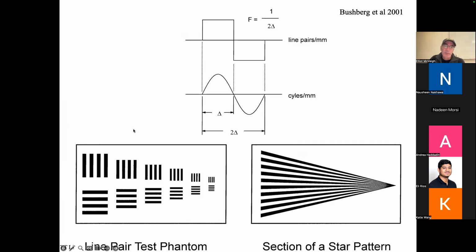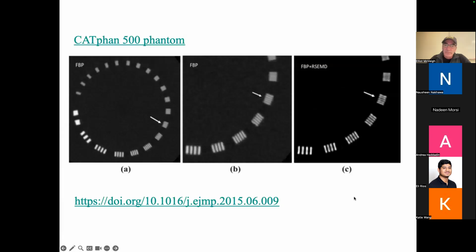Some of the phantoms you can put into the scanner look like this. They're just parallel bars. They can be metallic bars in a plastic background, and they just get closer together. And you image this pattern, and then you look and say, okay, by this time I can't see those bars anymore. That's my cutoff frequency. That's the highest spatial resolution I get, when I can see it. Or you can create a shape like this that's more continuous, and then there'll be a point at which you just really can't see it anymore.